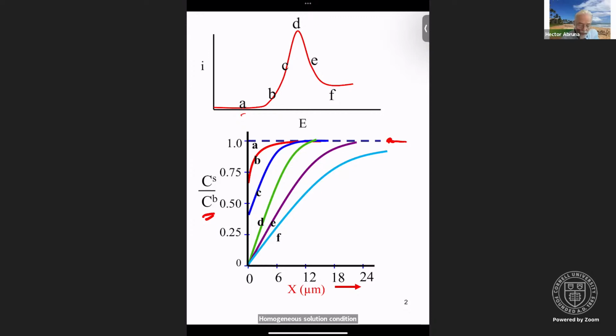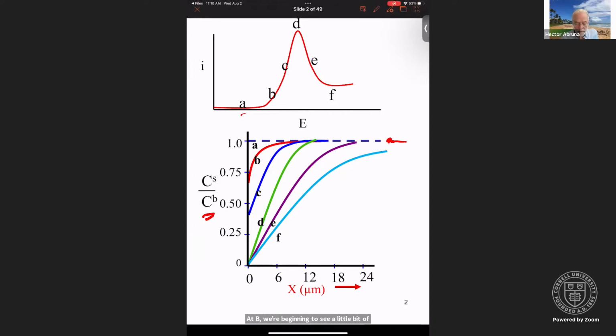At B, we're beginning to see a little bit of current, a little bit more at C, and at D, right here, we reach complete concentration polarization. We have the steepest slope because Mr. Fick tells us that it has to be that way. The highest current is the highest partial C, partial X at X equal to 0, the steepest gradient at that interface.